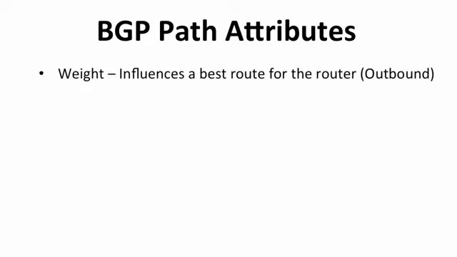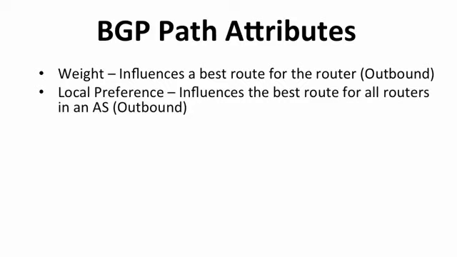Now, regarding BGP path attributes, there are some that you absolutely have to know and memorize. The first is weight. Weight influences a best route for the local router, and obviously it's manually configured. Local preference influences the best route for all routers in an autonomous system, so this is a shared attribute.